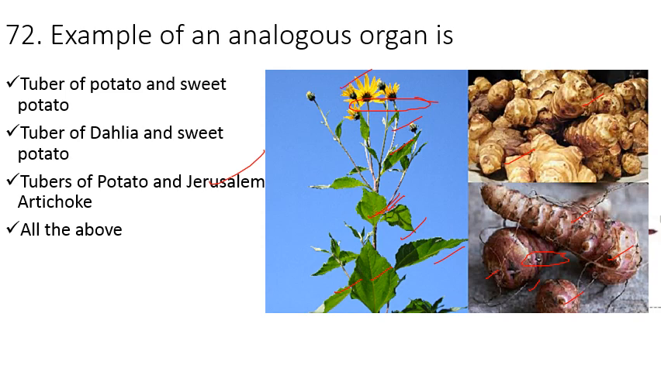So this is the photograph of Jerusalem artichoke. Jerusalem artichoke and potato tubers are homologous organs because both of them are stem modifications.